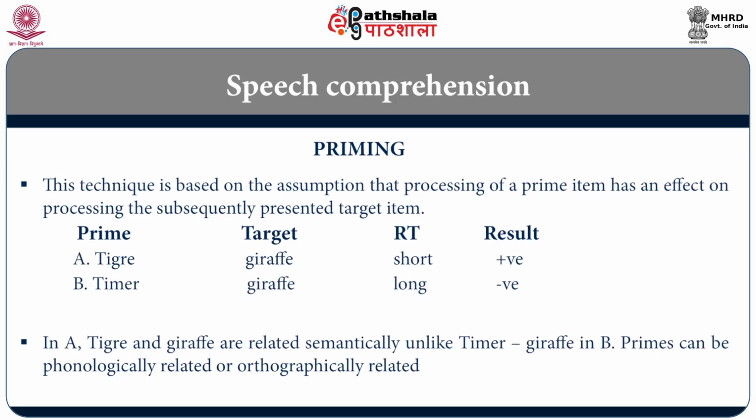So, item A, tiger, is semantically related to giraffe, and therefore your response to giraffe is much shorter, the reaction time is shorter, and it is called positive priming. On the other hand, if you have heard timer and you are asked to respond to giraffe, whether it is a word or not a word or whatever, there is no relation between timer and giraffe, and therefore you take a little longer, and it is a negative priming.